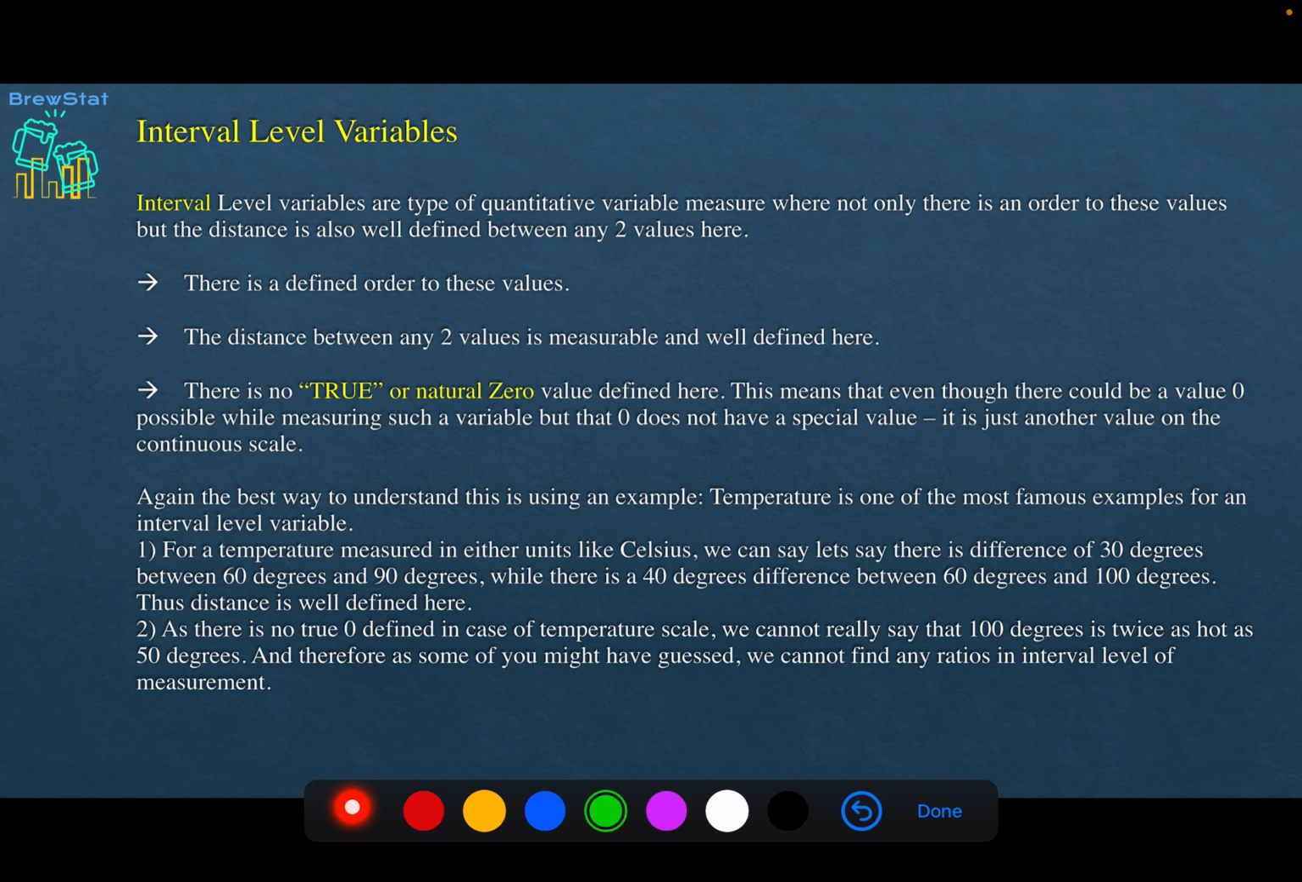Now, as there is no true zero defined in case of a temperature scale, we cannot really say that 100 is twice as hot as 50, because again, these are just continuous values. We can only say that there is a difference of 50 degrees between 50 and 100, but we cannot say that 100 is double of 50 in terms of hotness or warmness. We cannot say that 100 degrees Celsius is double in terms of hotness, because that could be a subjective way to look at things. We can only measure the difference between these two values.